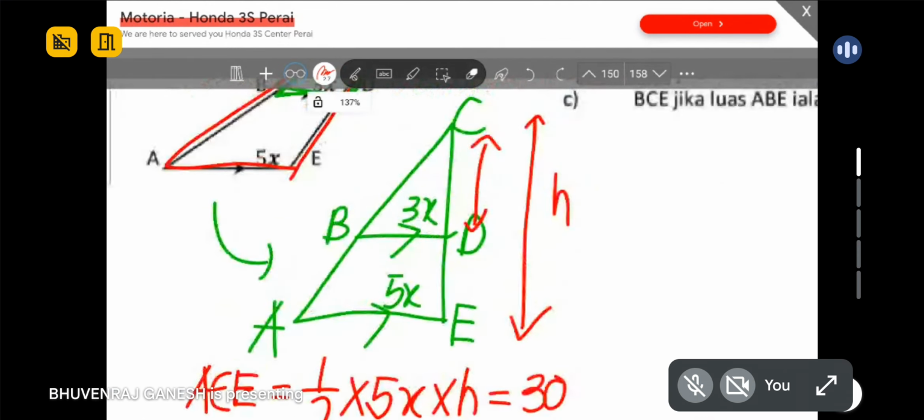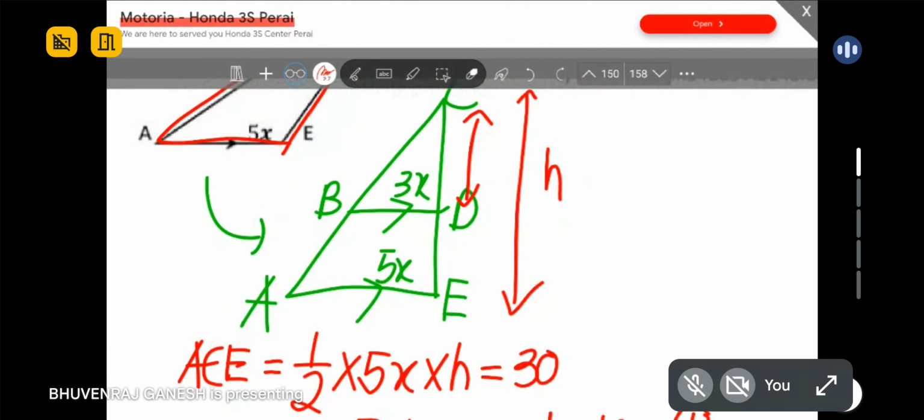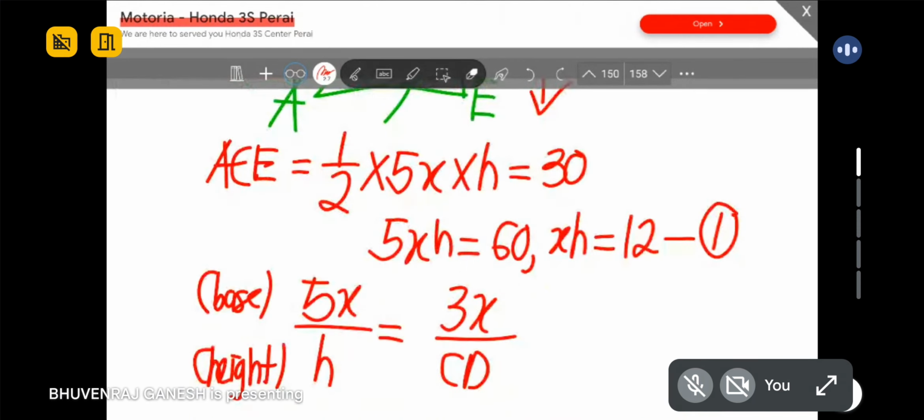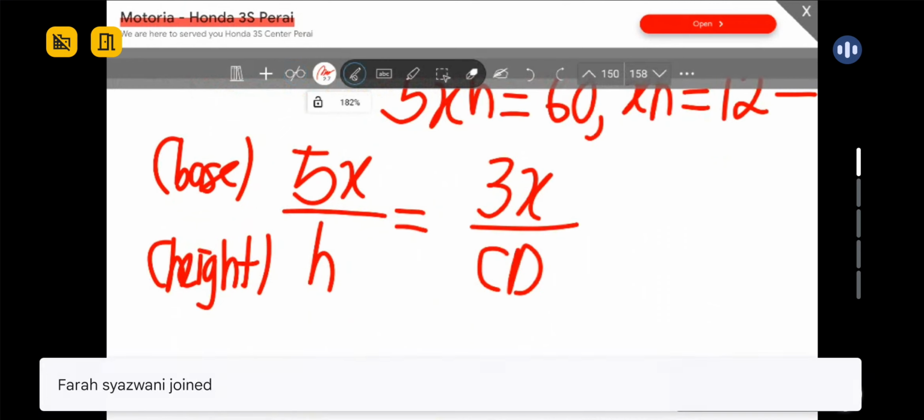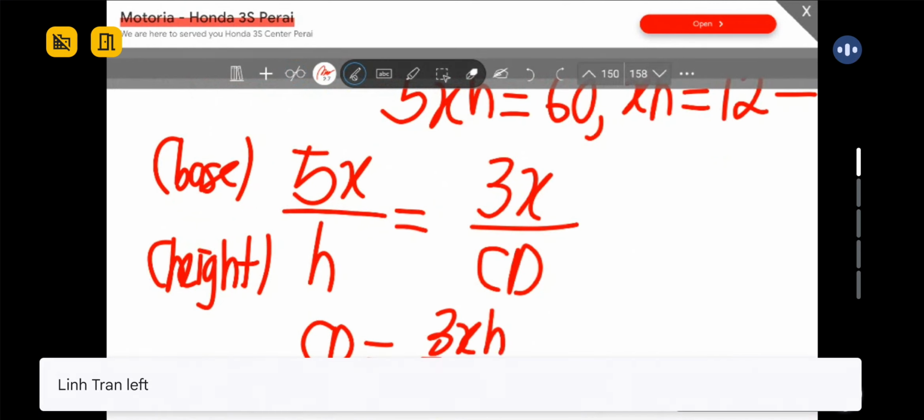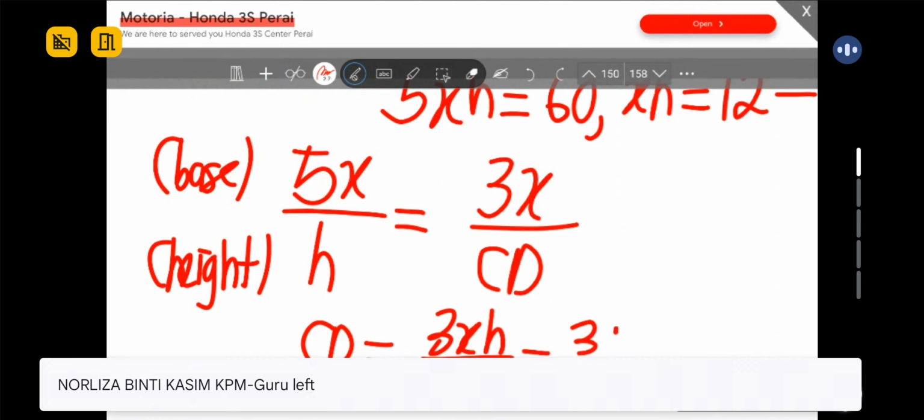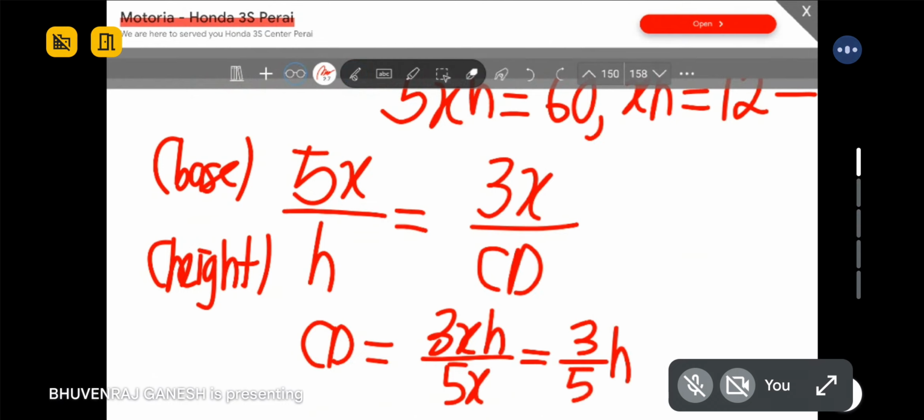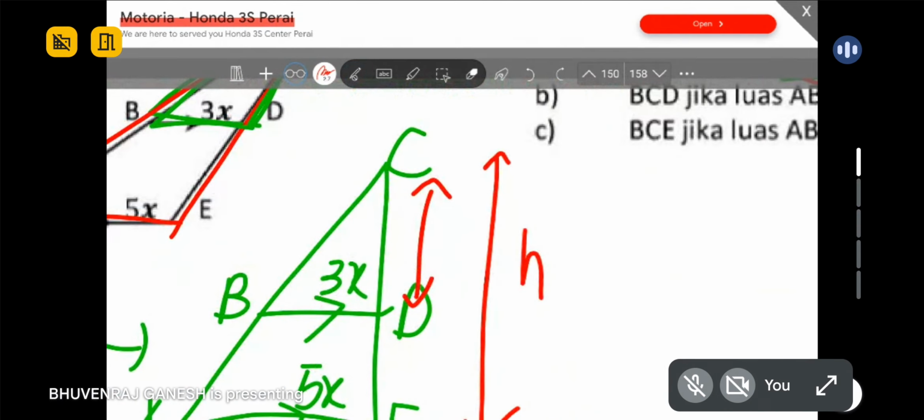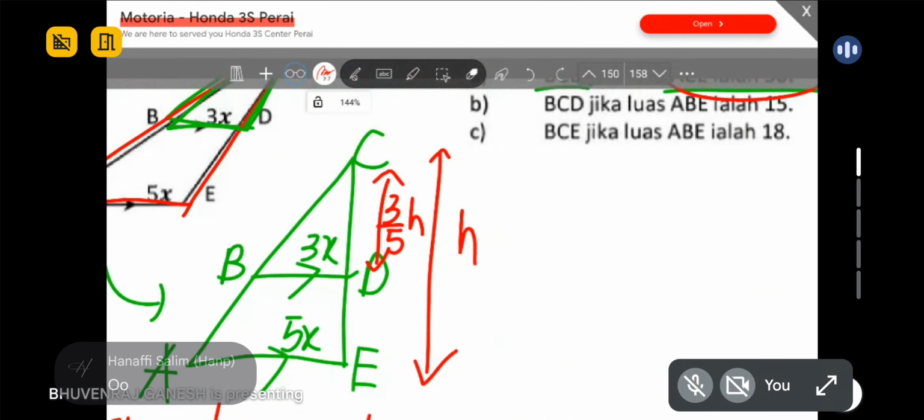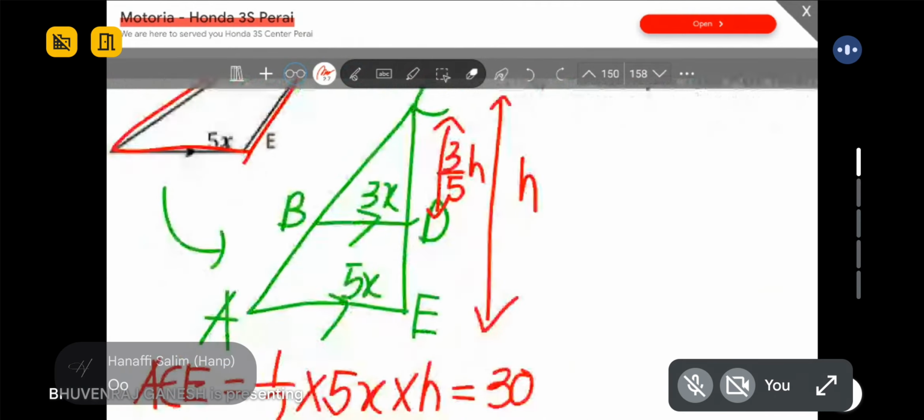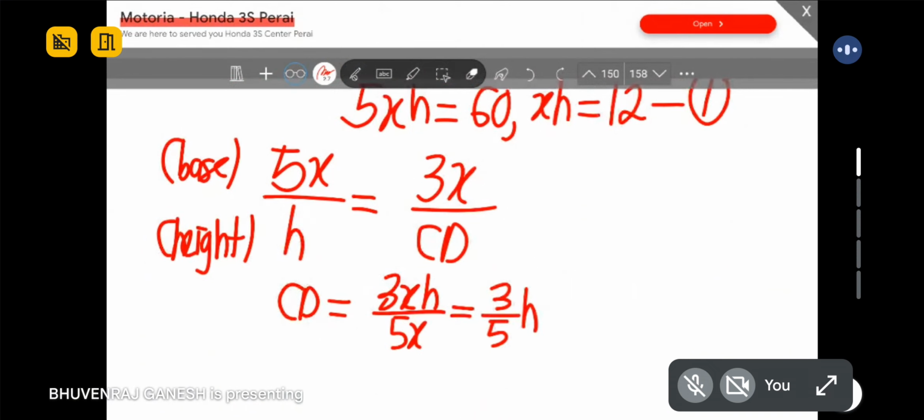Can you see? I'm comparing the ratio 5x over h equal to 3x over CD. Nampak? So from here, I can actually find the CD length. It's actually 3xh over 5x. So that's why I get the answer of 3 over 5h. Can you see that, guys? So the CD is actually 3 over 5h. You got the information already. Sudah dapat. Faham? Do you see the concept?